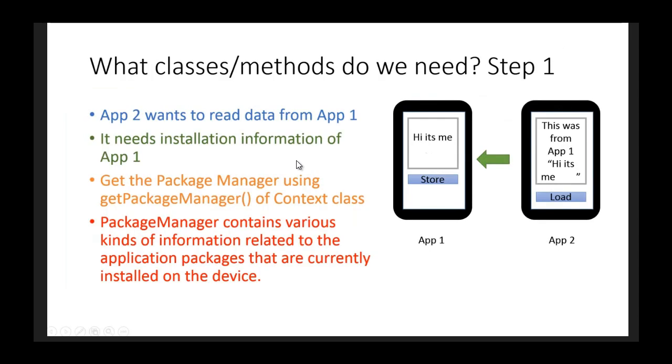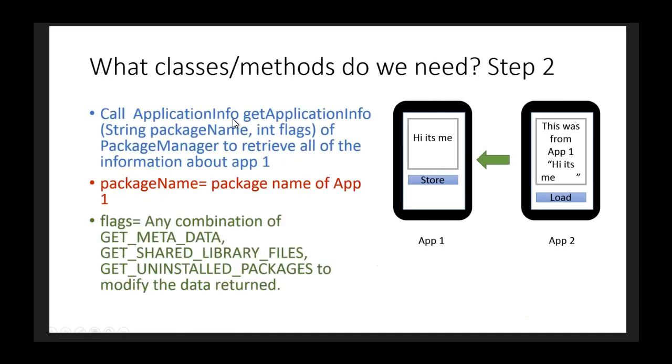So what classes or methods do we need for performing this data exchange in Android? App 2 wants to read data from app 1, so app 2 needs installation information of app 1, such as where this app stores its files. We can do this by calling the getPackageManager method, and it returns a package manager object. It has information about all the apps that are currently installed on the device. The second step is we create an object of ApplicationInfo, and it requires 2 things: the package name and the flags, to retrieve the data from application 1.